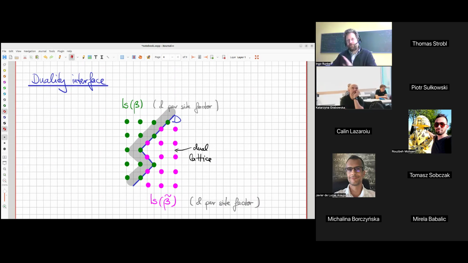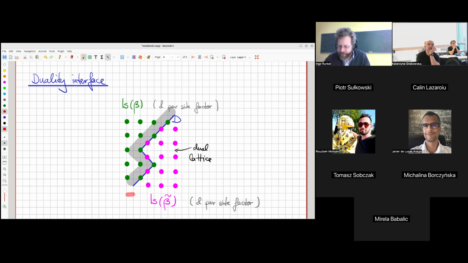And I claim, and I will not explain, that you can write a topological interface. This is the blue line I've written here, between the Ising model at temperature beta tilde and the Ising model at temperature beta. So there's this funny gray part I've drawn, and that means that this interface is a little bit more complicated. It doesn't just live on the blue line. You need to modify the model a little bit near that line as well, but that's technicalities which I do not want to go into. The important point is that the duality interface is again topological, exactly on the lattice.